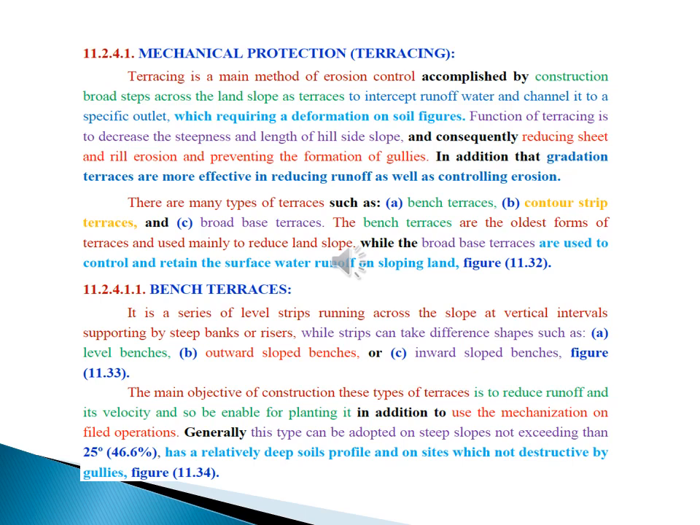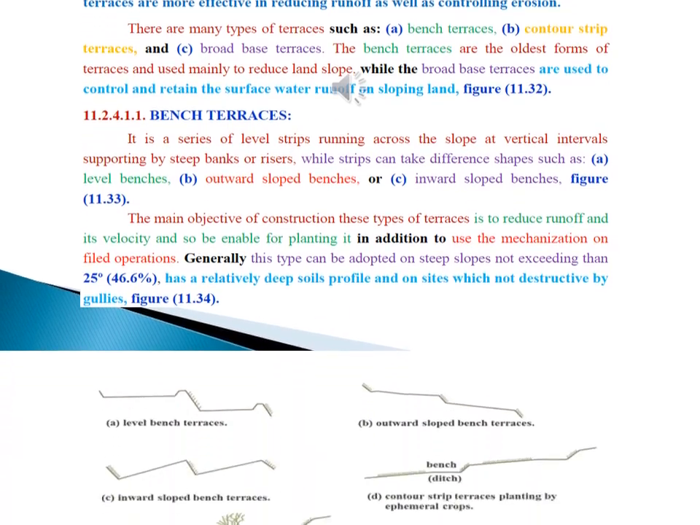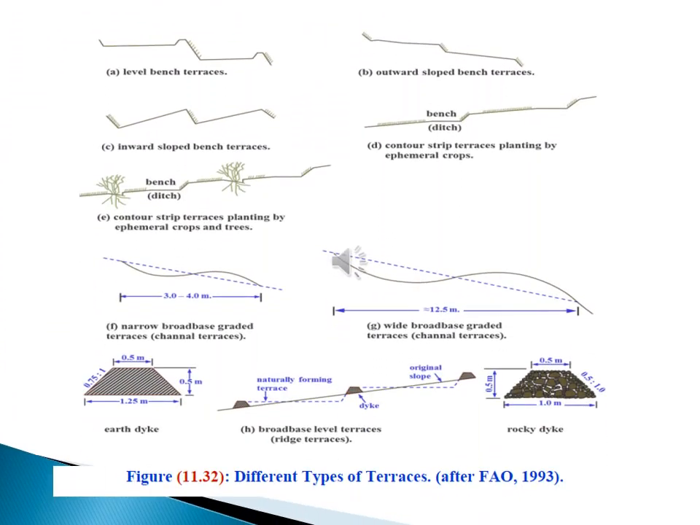Bench terraces. It is a series of level strips running across the slope at vertical intervals supported by steep banks or risers, while strips can take different shapes such as level benches, outward slope benches, and inward slope benches, as shown in the enclosed figure. Figure showing different types of terraces. Look, my dear, by yourself. It is clear and easy.